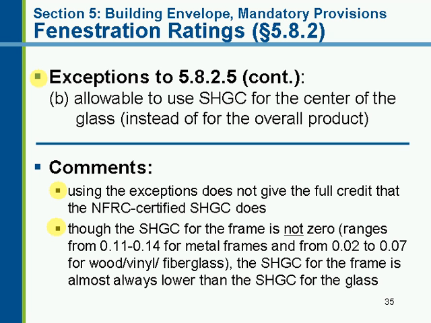When a manufacturer goes through the NFRC process, they get U-factor, solar heat gain coefficient, and visible light transmittance all as part of the same evaluation. So if you get the U-factor for the overall product, you should have the SHGC for the overall product. And certainly ask the manufacturer for that.